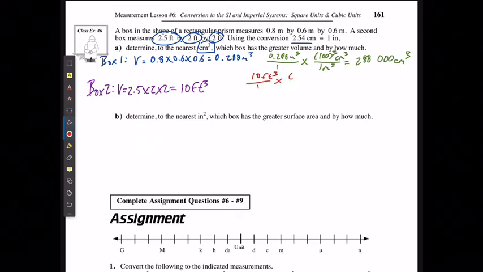Which is going to give me 12 to the power of 3 inches cubed over 1 foot cubed. And then I'm going to convert those inches into centimeters. So 2.54 to the power of 3 centimeters cubed over 1 inch cubed. This is going to give me 283,168 centimeters cubed.